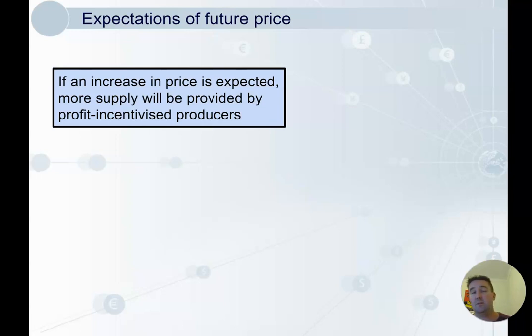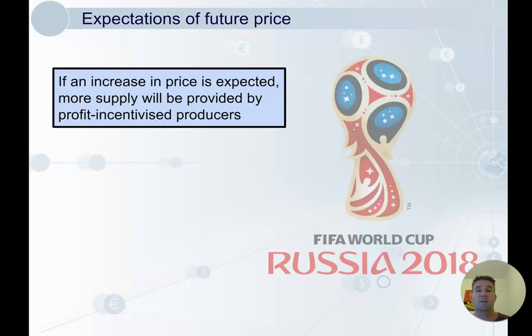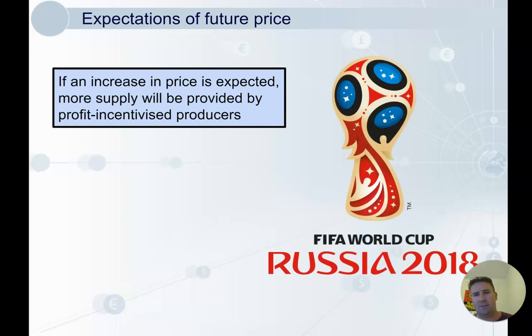Expectations of future price. So we saw this in demand, it's in supply as well. If an increase in price is expected, more supply will be provided by profit incentivized producers. They will step in. So an example of this, World Cup, FIFA World Cup, Russia 2018. You hold a World Cup, you're going to get a lot of young men coming to your country. So something that they found was people think, oh, the price of accommodation is going to go up. There's all these people, it's going to be scarce accommodation.